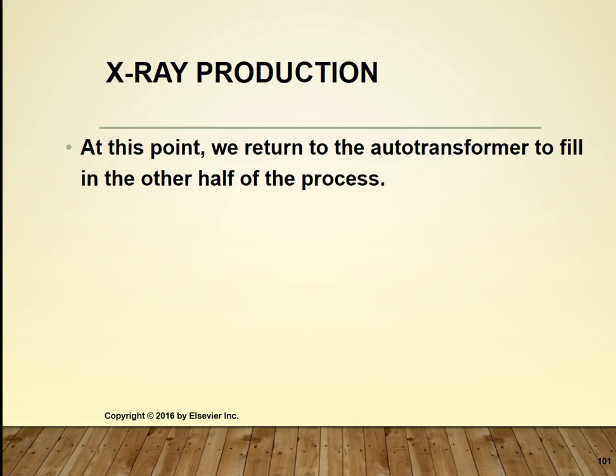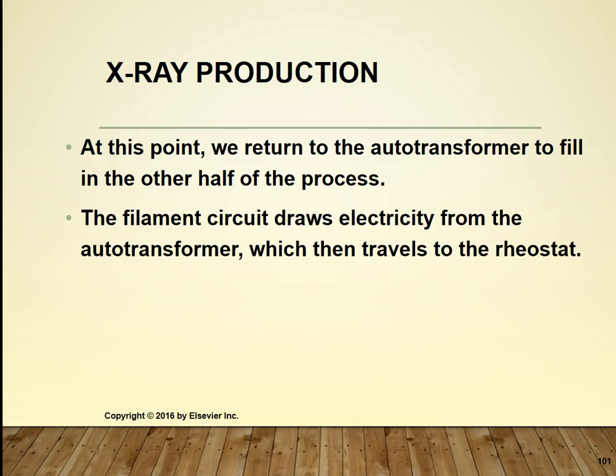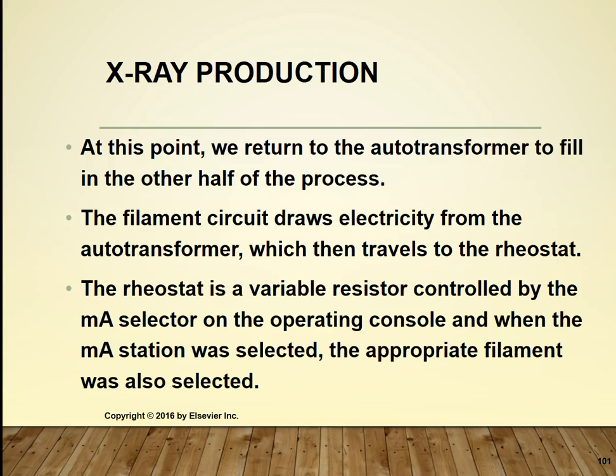Then we return to the autotransformer to cover the other half. The filament draws electricity from the autotransformer and sends it to the rheostat. The rheostat is a variable resistor controlled by the mA selector on the operating console. Okay, and that rheostat is part of your selection along with the focal spot selector, representing the two filaments, a large or a small. When the mA station was selected, the appropriate filament was also selected, and then that sets the resistance in the filament circuit. And now it's tied to the focal spots.